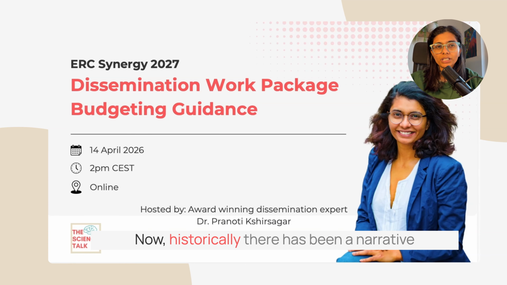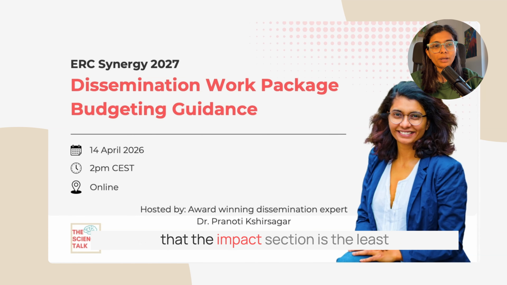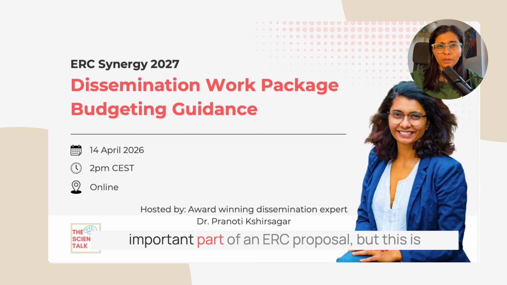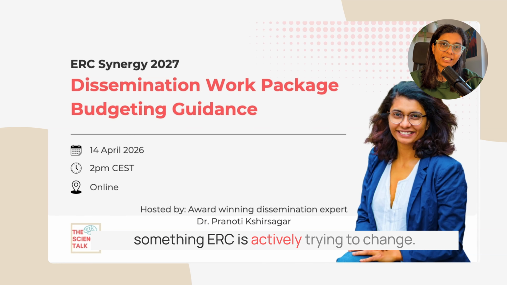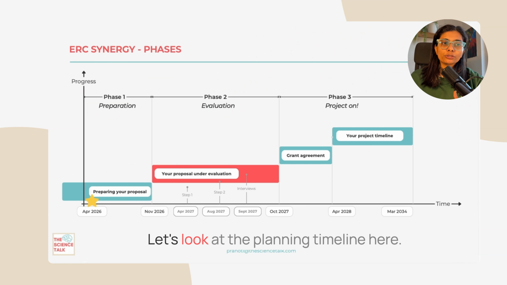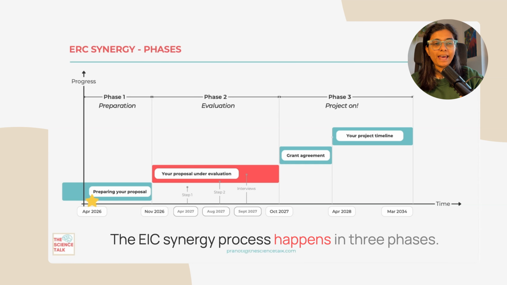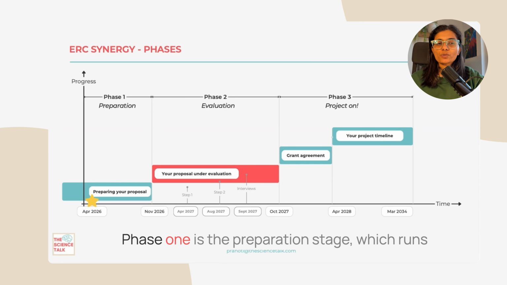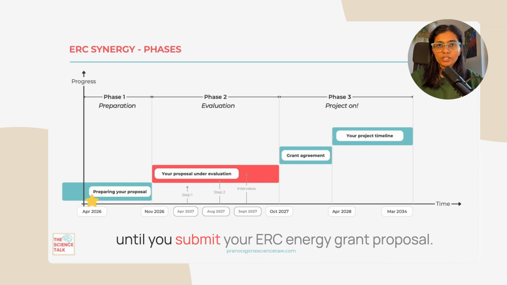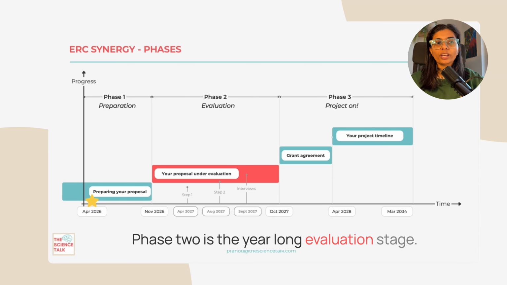Now, historically, there has been a narrative that the impact section is the least important part of an ERC proposal. But this is something ERC is actively trying to change. Let's look at the planning timeline here. The ERC Synergy process happens in 3 phases. Phase 1 is the preparation stage, which runs until you submit your ERC Synergy Grant proposal. Phase 2 is the year-long evaluation stage.